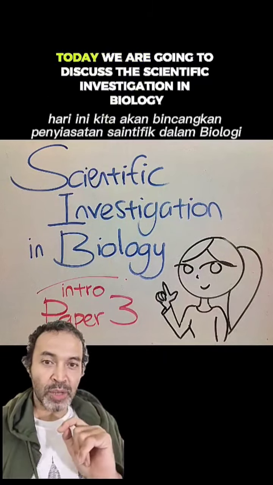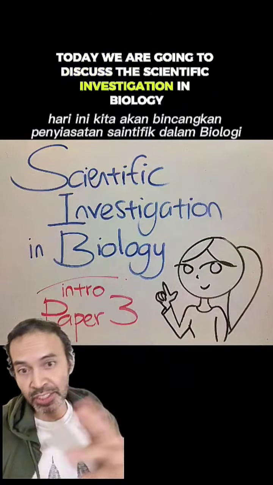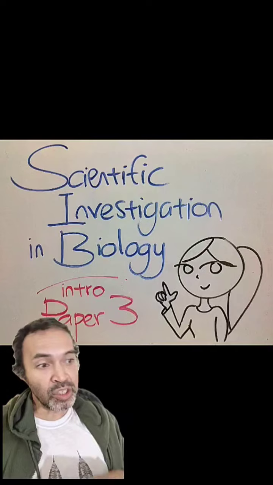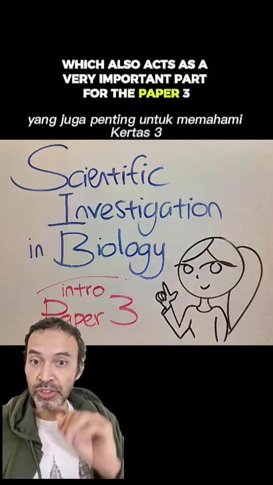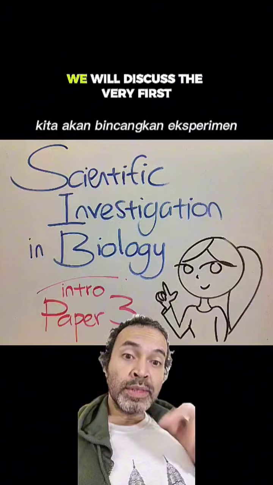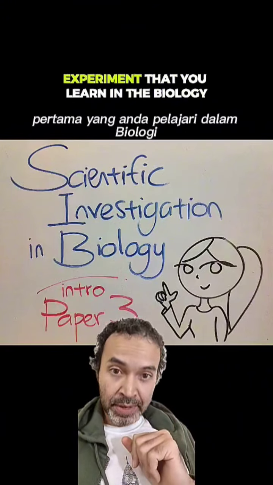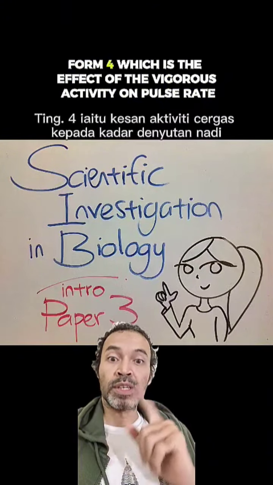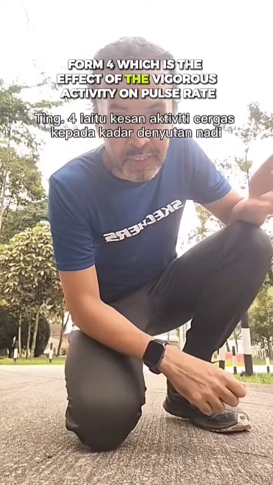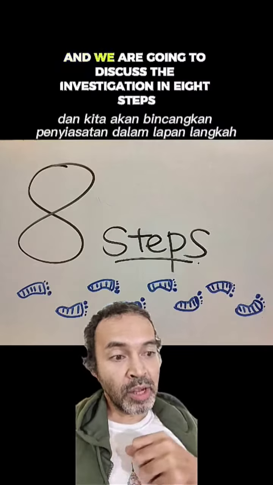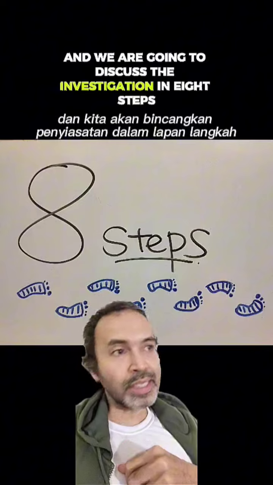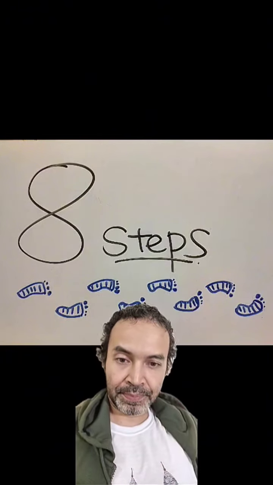Hi all! So today we are going to discuss the scientific investigation in biology, which also acts as a very important part for paper 3. We will discuss the very first experiment that you learned in biology Form 4, which is the effect of vigorous activity on the pulse rate. And we are going to discuss the investigation in 8 steps.